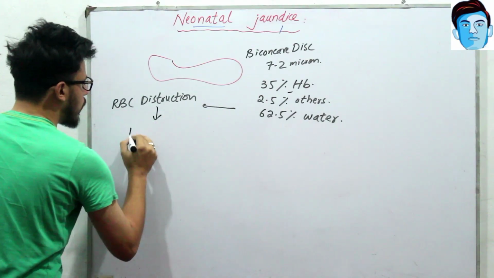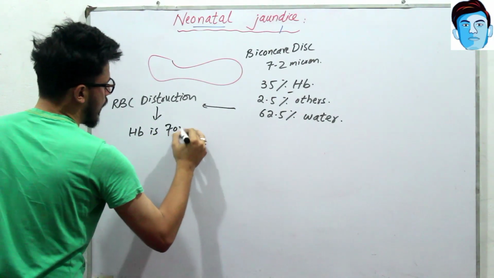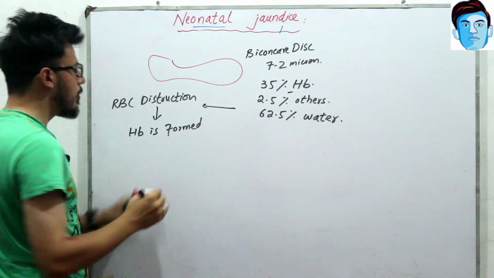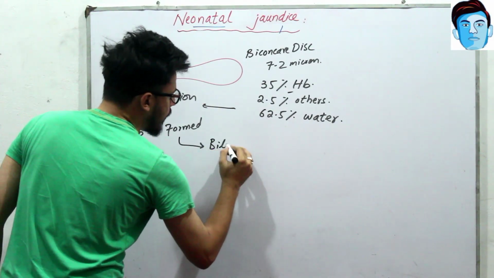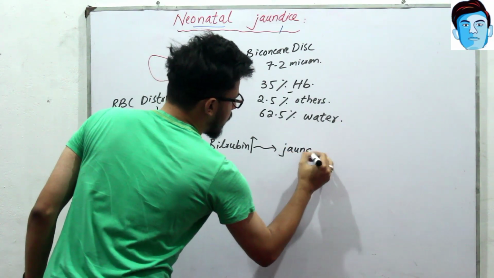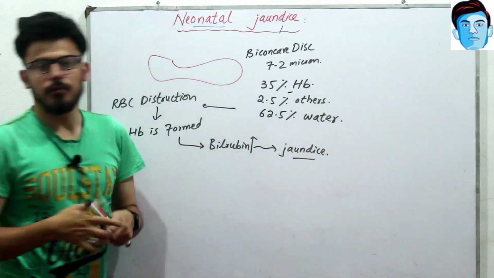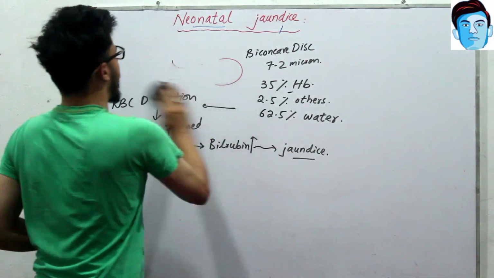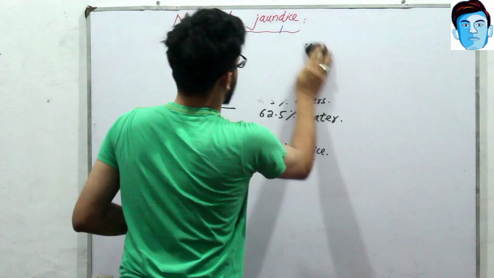So ultimately the hemoglobin is formed, and that hemoglobin later becomes bilirubin, and when this bilirubin level exceeds in the blood, it ultimately leads to jaundice. So let's come toward the main pathophysiology of neonatal jaundice. So let's discuss the pathophysiology.